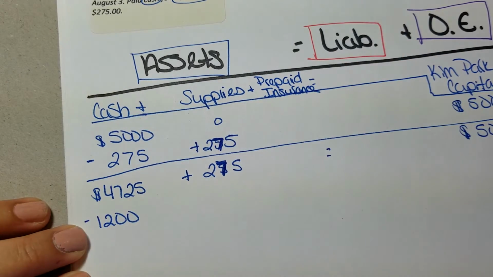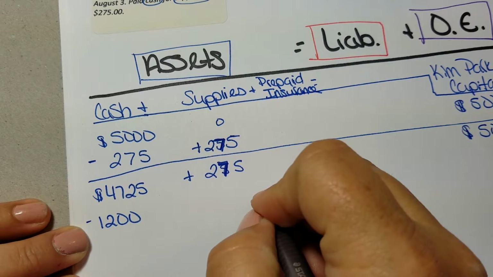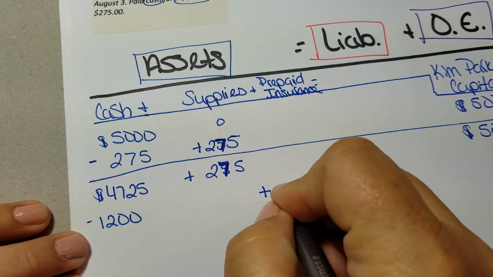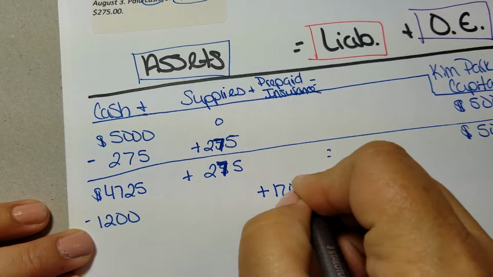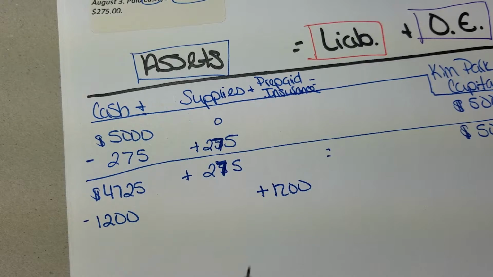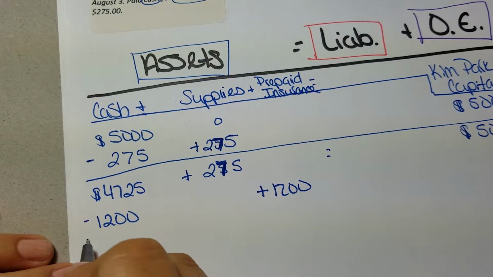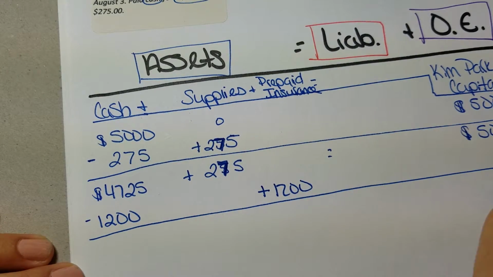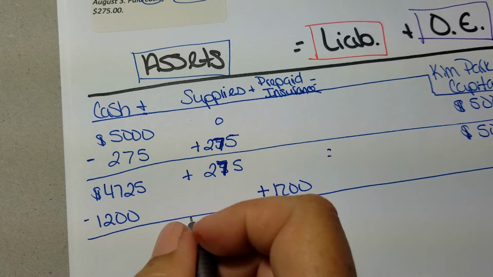The other thing is insurance. So if our cash went down by $1,200 because we just bought $1,200 worth of insurance, our prepaid insurance is going to go up. So I'm going to put plus $1,200. Okay, that's all we have in this transaction. So we'll draw our total line and figure our total.